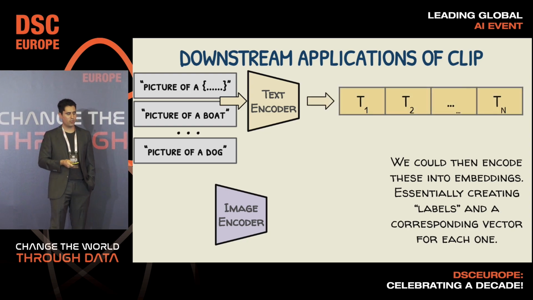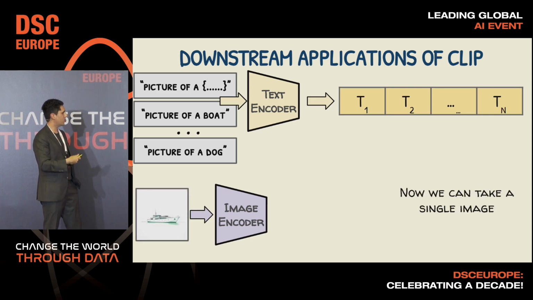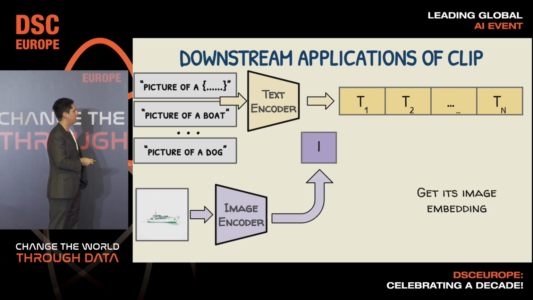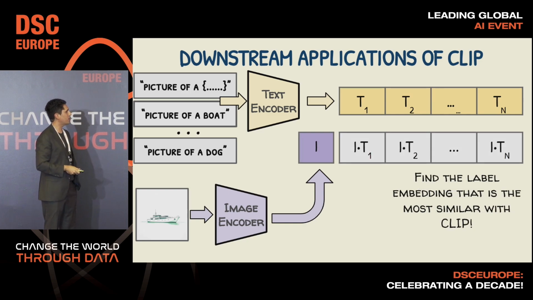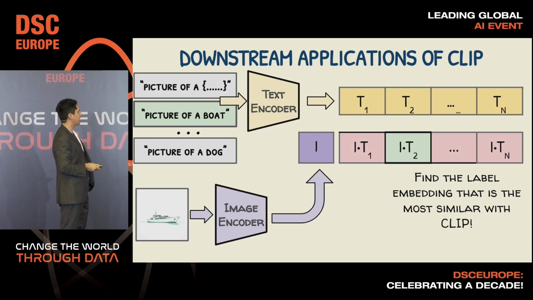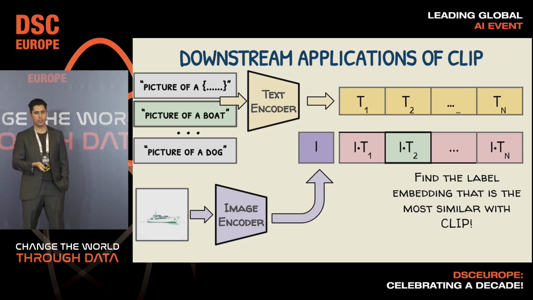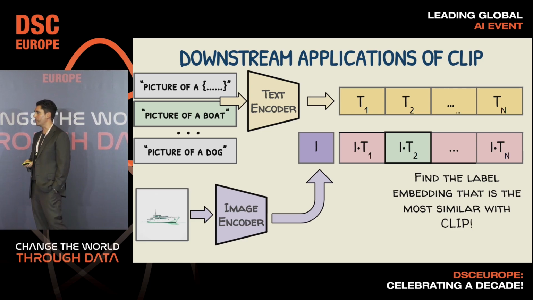And then, if you had an image that you wanted to classify, you would pass that into your trained image encoder. This is now just a single image. And then you would see, hey, based off those similarities that I trained on, can you find the label embedding that is most similar with CLIP? And now you have trained a classification system just with this idea of matching these text encoders with image encoders. So very useful stuff here.